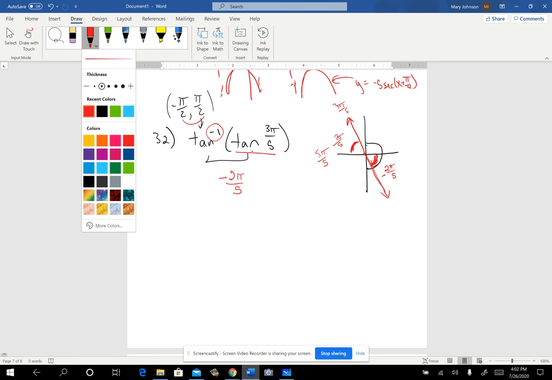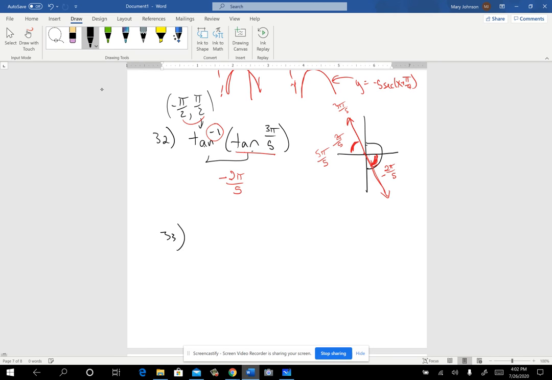All right, let's try 33. I'm going to do several of these. On 33, we have to do the inverse cosine of the cosine of 7 pi over 6. So let's think about where 7 pi over 6 is. This would be 6 pi over 6. 7 pi over 6 is just 1 pi over 6 past that.